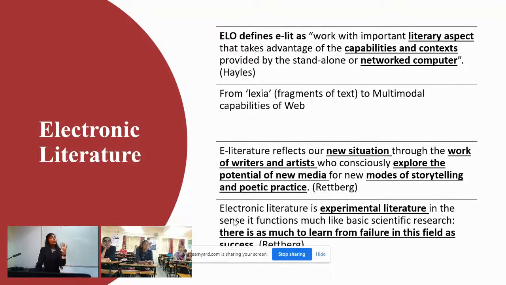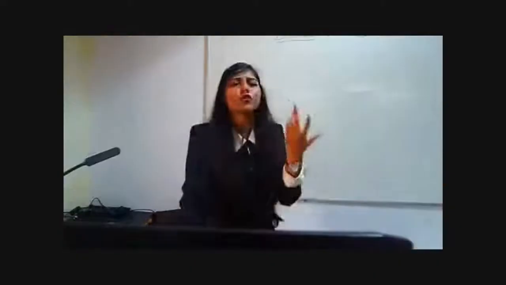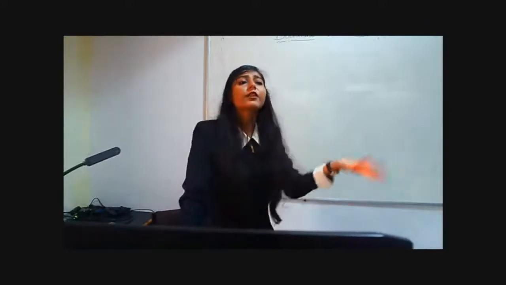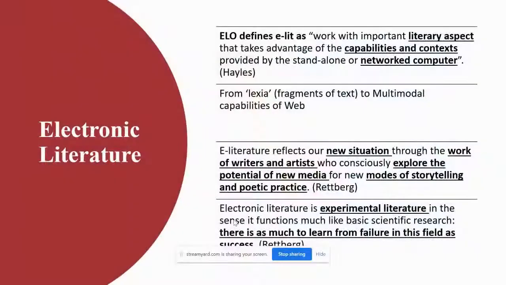Now, what is a lexia? We jumped from one link to another link. We clicked somewhere while exploring the hypertext Twelve Blue. So that is a lexia. Lexia means chunks of text. You are given a paragraph, and if you want to read another paragraph, you will have to click, and then only will you be able to jump to another part of the story. And because it has a mode of storytelling, we can include it in the genre of literature.